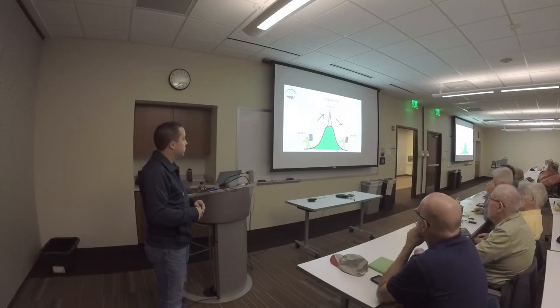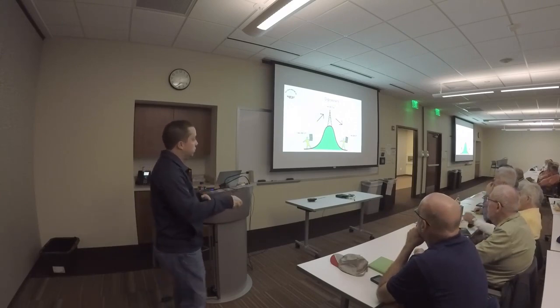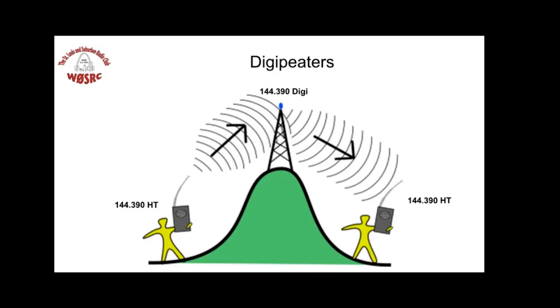Okay? So here's an example of a Digipeater, right? You've got a guy over here that's got an HT. Here's this wide Digipeater, or maybe even a fill-in Digipeater. And then he hears him on the same frequency as that Digipeater. So we're all using 144.390. There's no offset. It's all simplex. Okay.